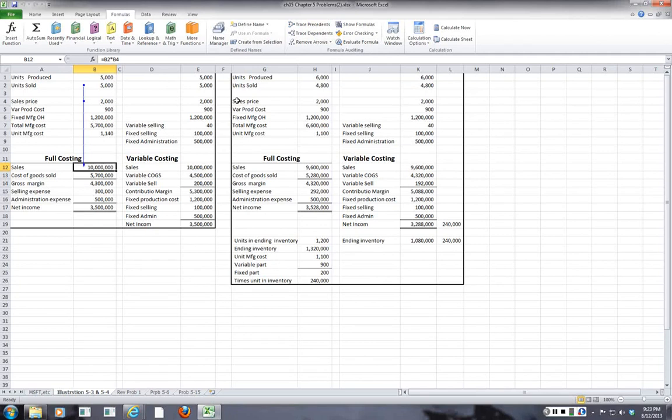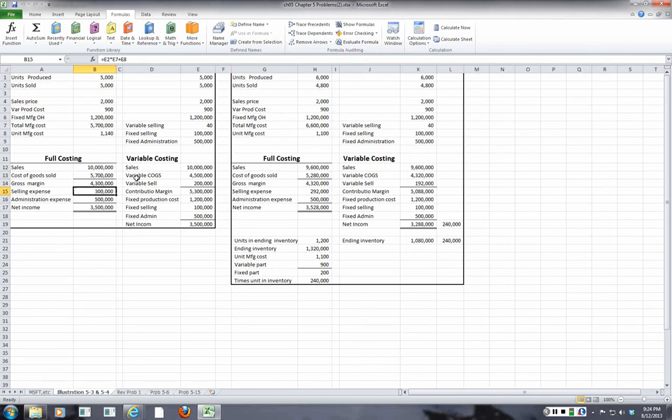Now, when we do a full costing income statement, we are going to multiply 5,000 units sold times $2,000, which gives you $10 million of sales. And from that, we're going to subtract the cost of goods sold, which is 5,000 units multiplied by that $1,140 per unit, and get $5,700,000. So we get a gross margin of $4,300,000.